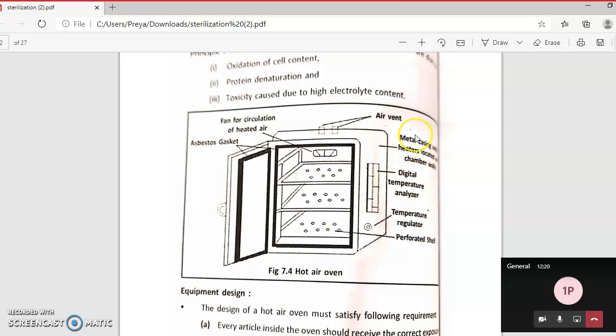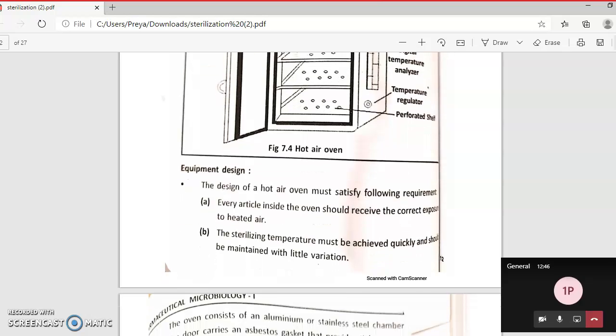From the outside, your hot air oven looks like a metal case. Inside this metal case, the heaters are located on the walls, in the periphery, circular heaters all around. So you have to draw this structure when there is a question on dry heat sterilization.